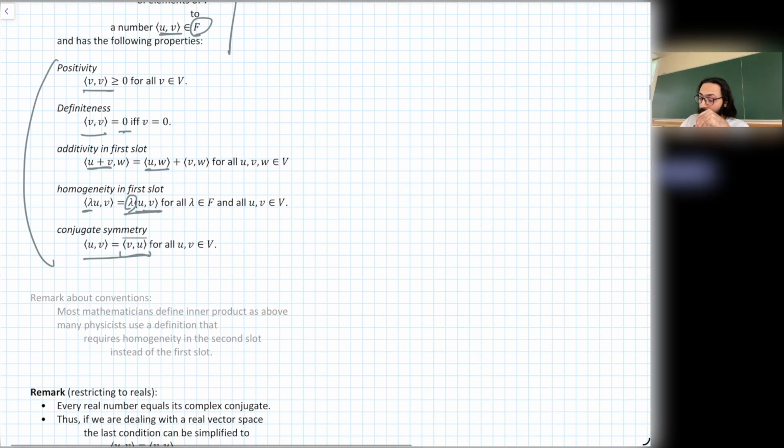Okay. So does anyone remember, or can anyone see why it was enough to require these two properties in the first slot and not the second slot? Because we have this conjugate symmetry property, so it's redundant to require the other ones.